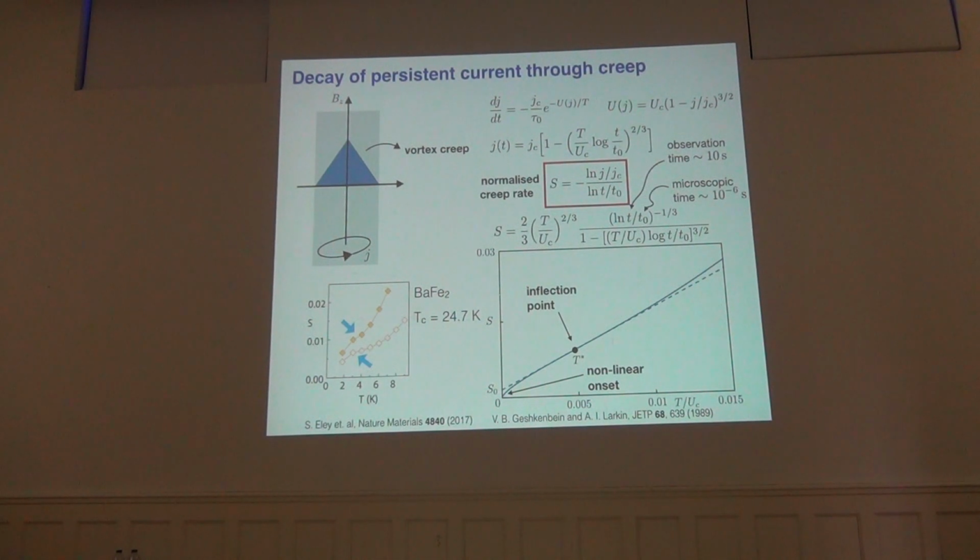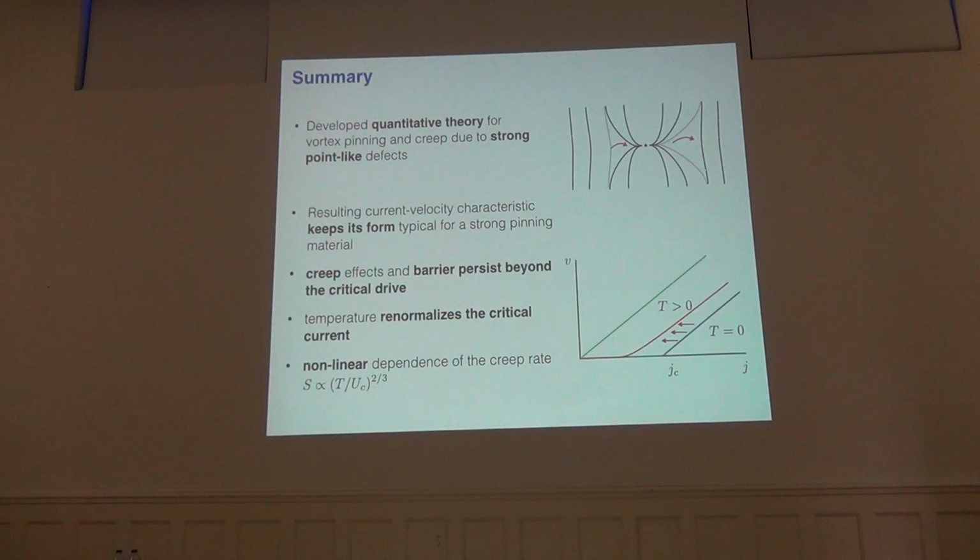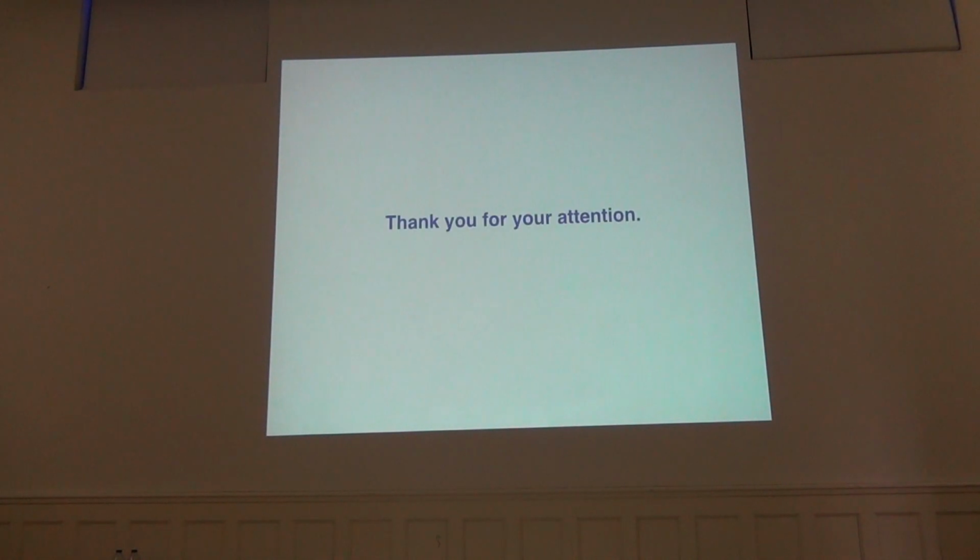So I think this brings us to the end. To summarize what we did, we studied vortex creep from the quantitative point of view. We addressed this process of thermally activated pinning and depinning, and we showed that there is a current-voltage characteristic which has this long linear tail. This is something characteristic for strong pinning, and this long tail is conserved even if we switch on the temperature. We simply shift the characteristic to the left. I thank you for your attention, and if you have any questions.